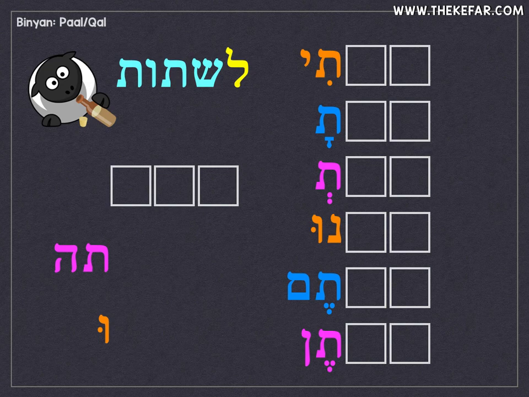All right, so now let's do it using the verb. So we have lishtot, which is to drink. Get rid of the lamed. Vav-tav becomes a hey. That gives us the shoresh of shata. All right, so we know that for the first few pronouns, it's going to be a-e.